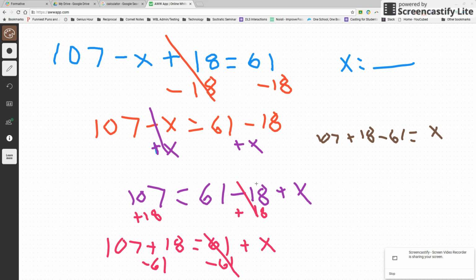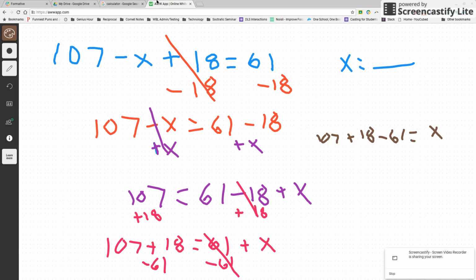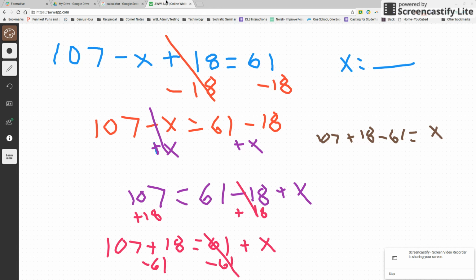All right, so sometimes we have to shift things back and forth and back and forth. So now I actually do the math. All right, 107 plus 18 minus 61 gives me 64. X equals 64. All right. So you're going to get problems that kind of go both ways, but don't give up. This is hard stuff. It's not supposed to come super easy to you. So keep trying. Think of it like a puzzle you're trying to figure out. All right. Good luck to you, and I will talk to you in a little bit.